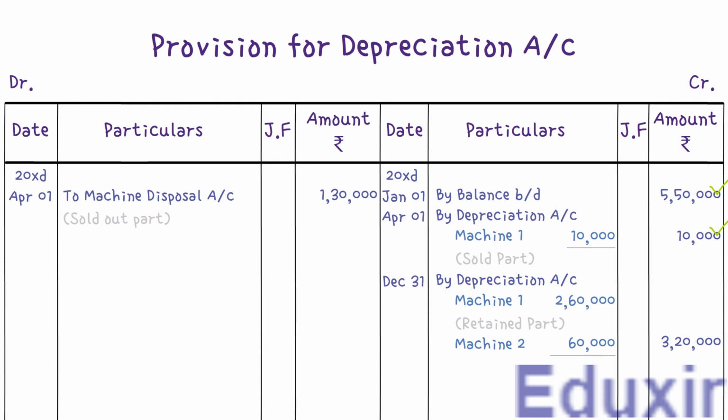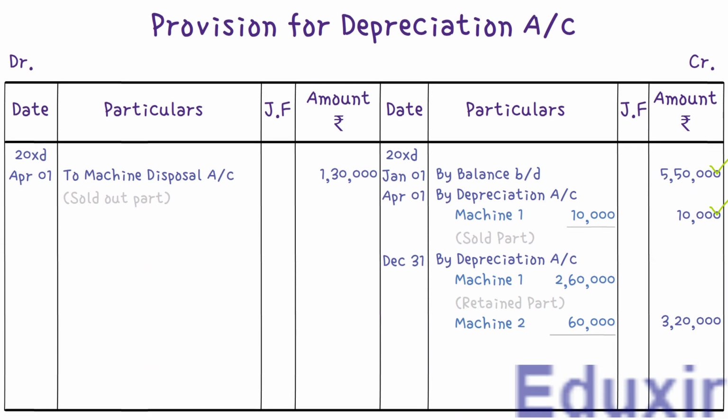Let us now find the totals in the provision for depreciation account. The total on the debit side of the provision for depreciation account is 1,30,000 rupees. The total on the credit side of the provision for depreciation account is 8,80,000 rupees. From the total on the credit side, which is 8,80,000 rupees, if we subtract the total on the debit side, which is 1,30,000 rupees, we get 7,50,000 rupees. This is the surplus on the credit side and it represents the credit balance.